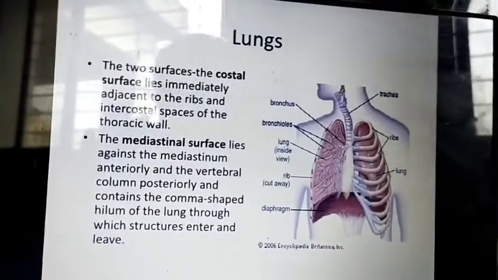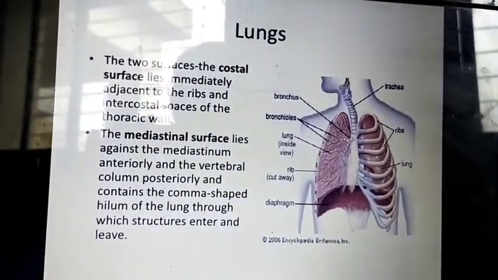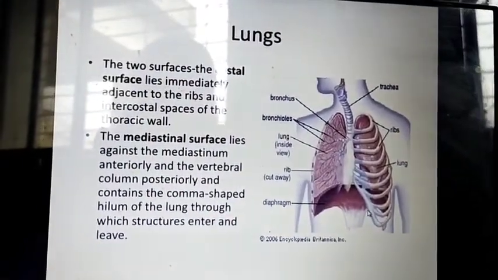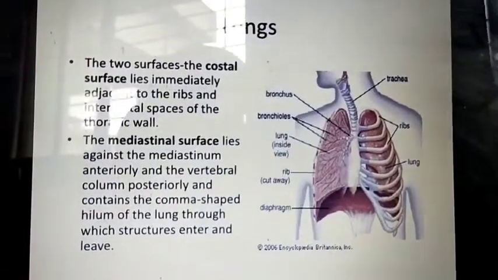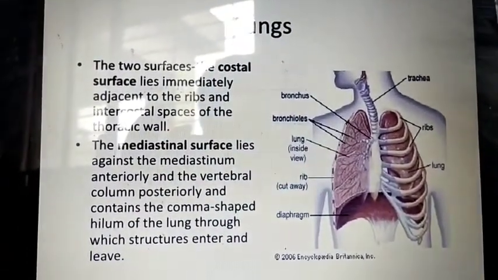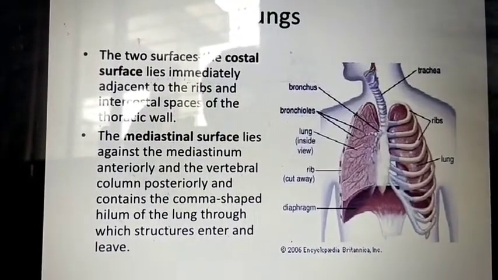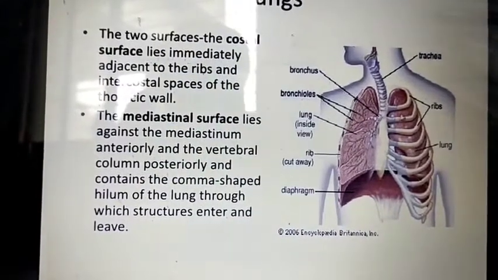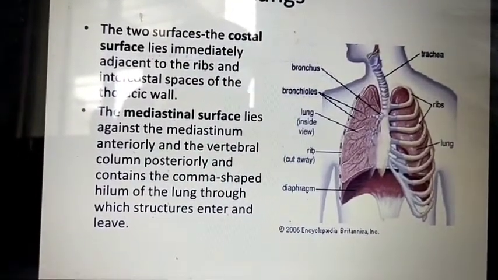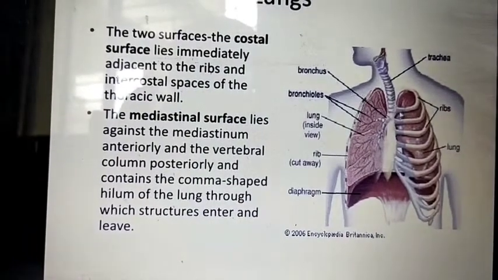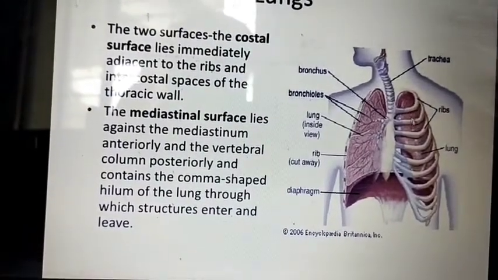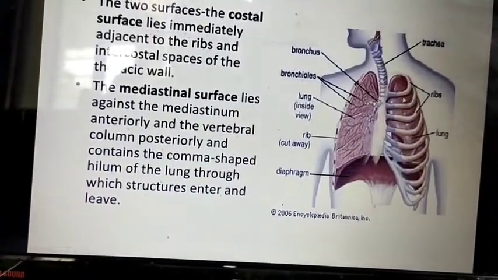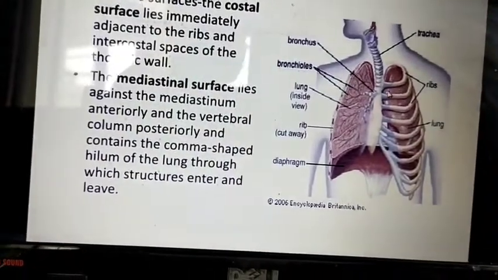It has 2 surfaces. One is the costal surface. See, these are the ribs. The costal surface lies immediately adjacent to the ribs and intercostal spaces of the thoracic wall. You can see here this is the costal surface. It is completely covered by the ribs, and in between these ribs there is a space. This space is the intercostal space. And this is the costal surface.